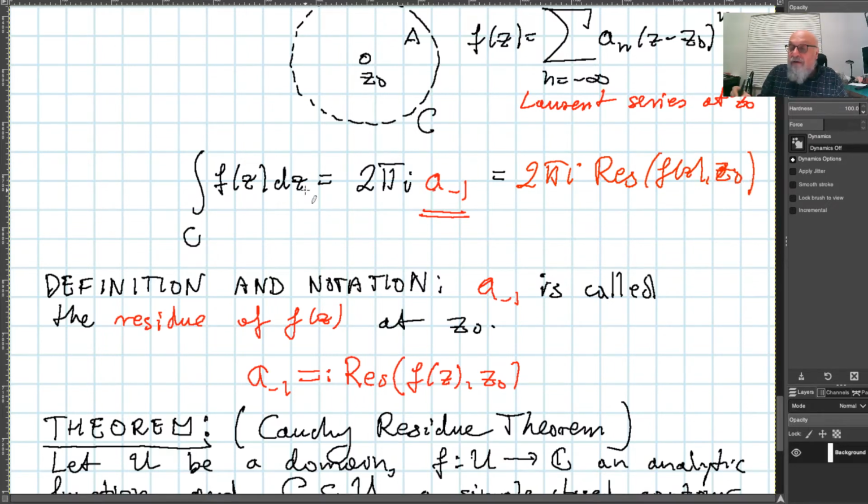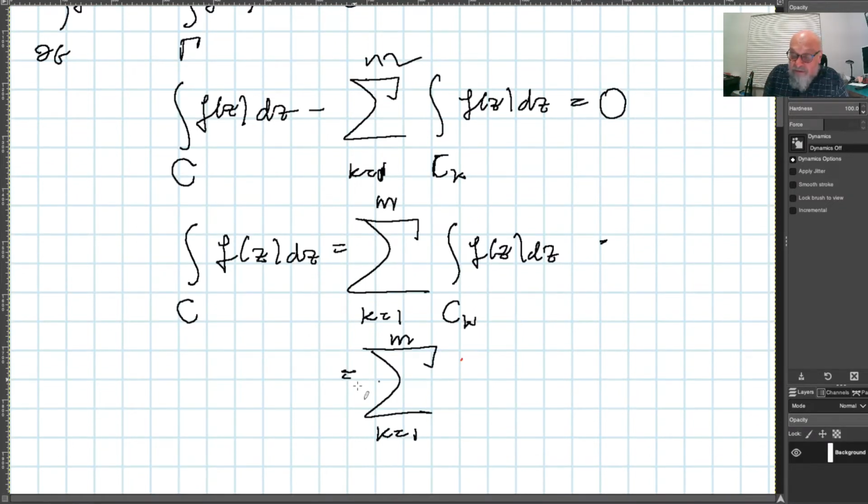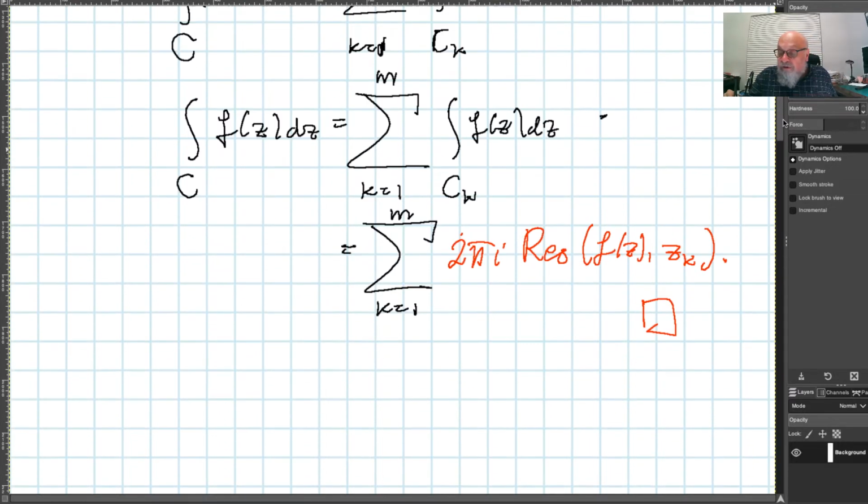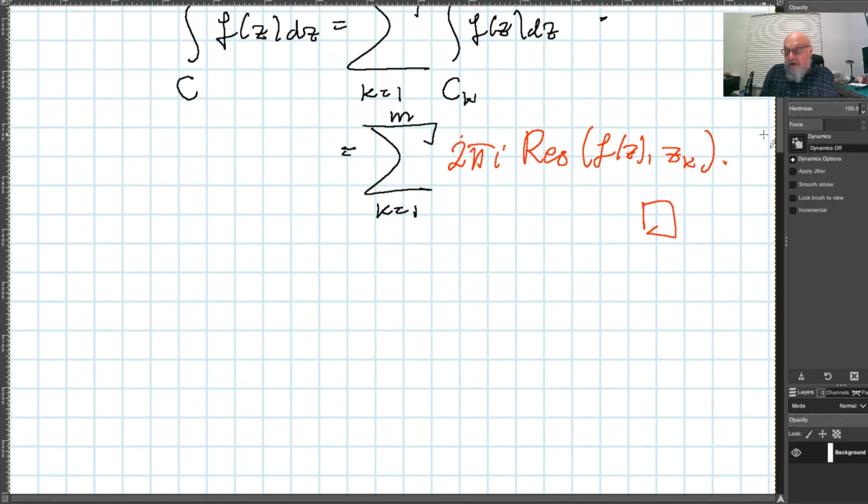So in our case, we also have the same situation. You can write it now. This is equal to 2 pi i times the residue of f of z at zk. And of course, that's the formula we were proving, so the issue is closed. So the theorem is proved. As you notice, the computation of these integrals is reduced to the computation of the residues.